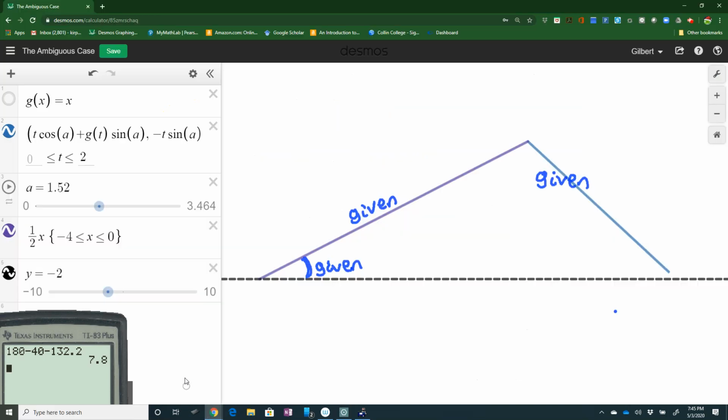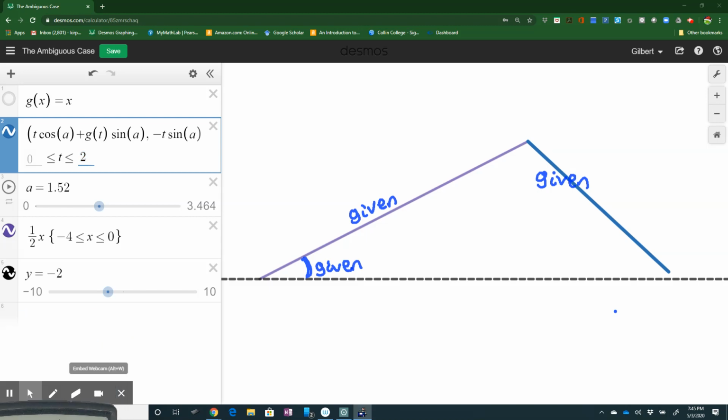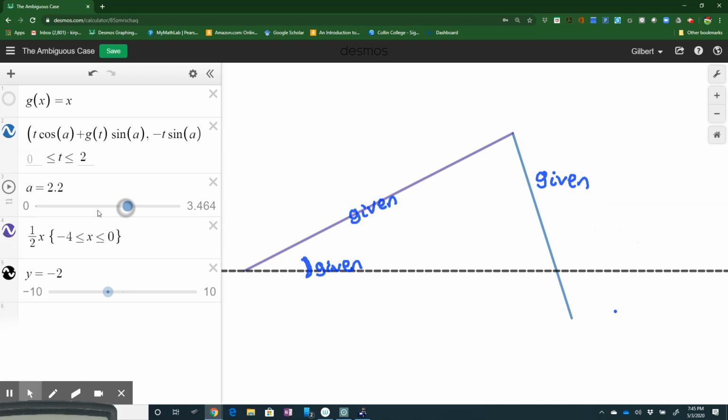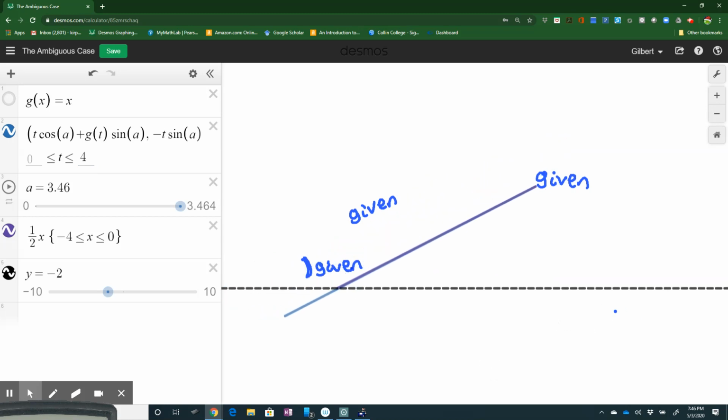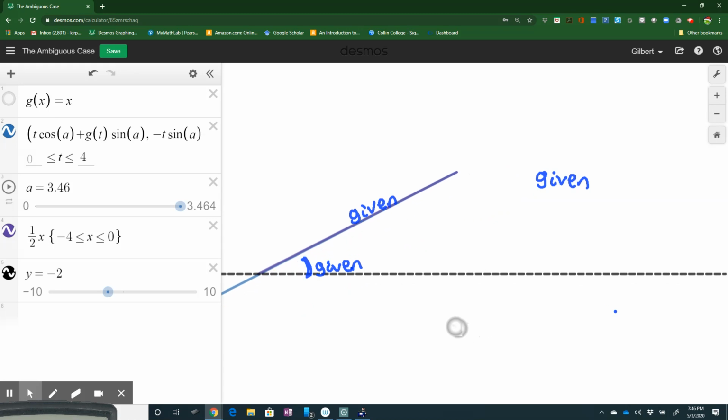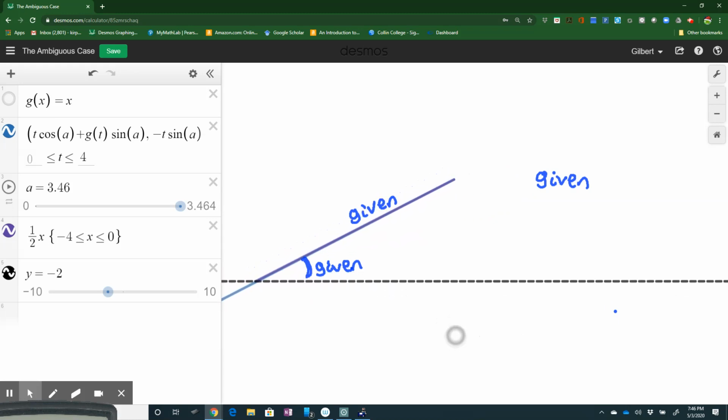Well, if we go back to Desmos, notice that my angle, the line isn't longer than the other side. So it's not longer than it. But it's bigger than the height. So if it's in that sweet spot, you have two solutions. If you go more than that, though, no, I changed it. My life is a lie. There we go.